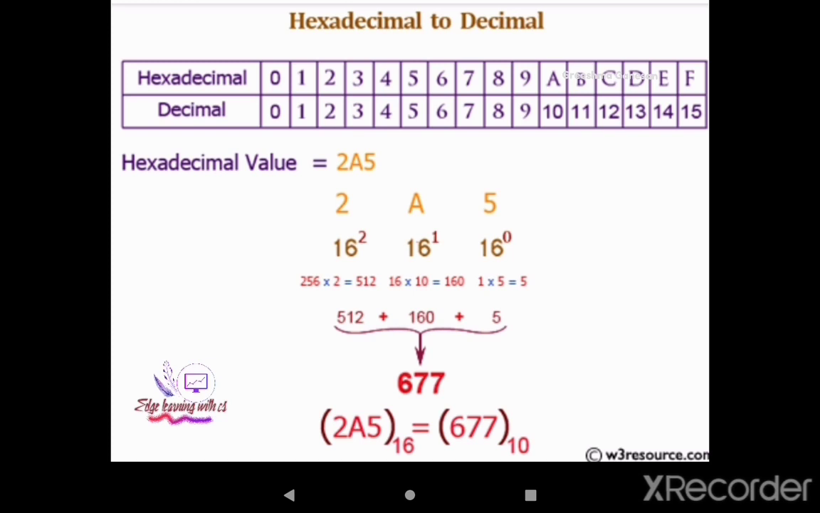Then you can find the answer here, guys. 16 raised to 2 will be 256, 16 raised to 1 will be 16 itself, and 16 raised to 0 will be 1. Then 256 into 2 will be 512, 16 into 10 will be 160, and 1 into 5 will be 5. So we add these products: 512 plus 160 plus 5, and the final answer is 677. So we can say that the hexadecimal number 2A5 to the base 16 is equal to 677 to the base 10.